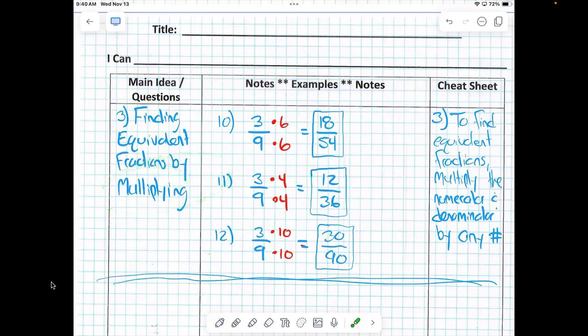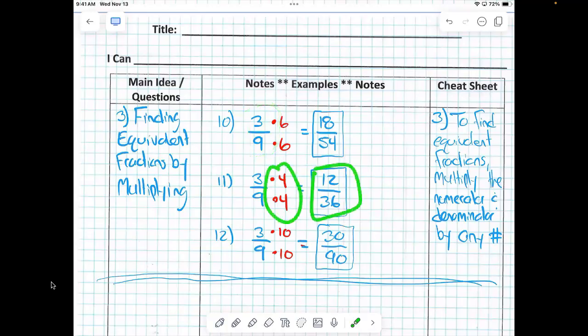Multiplying. Does it matter what number you multiply by? No. You literally can pick any number that exists, and if you multiply the top part of that fraction and the bottom part of that fraction by the same exact number, you're going to have an equivalent fraction, right? So 3/9, we multiplied the top by 6 and the bottom by 6. So 18/54 is the exact same as 3/9, right?